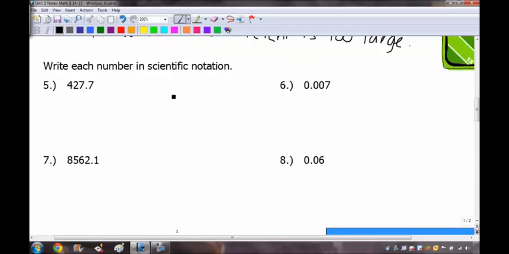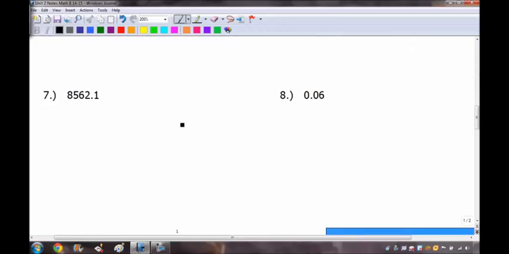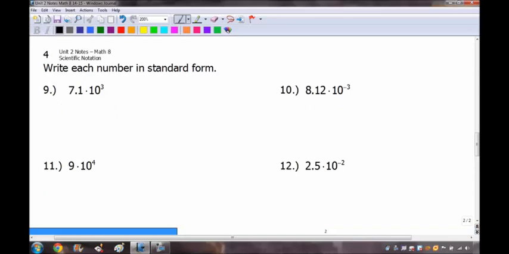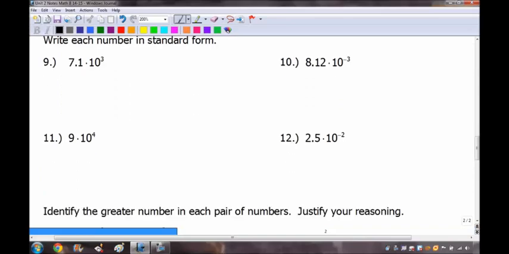So I know we have questions 5 through 8 to do here, but we're going to actually skip those for right now. And then we're going to go to questions 9 through 12. So these directions tell us to write each number in standard form. So I want to figure out what this number is written as an actual number itself. Now, this is written in scientific notation because this number is between 1 and 10, and you have an exponent that is an integer. So what I'm going to do is I'm going to write this out so I understand it better.